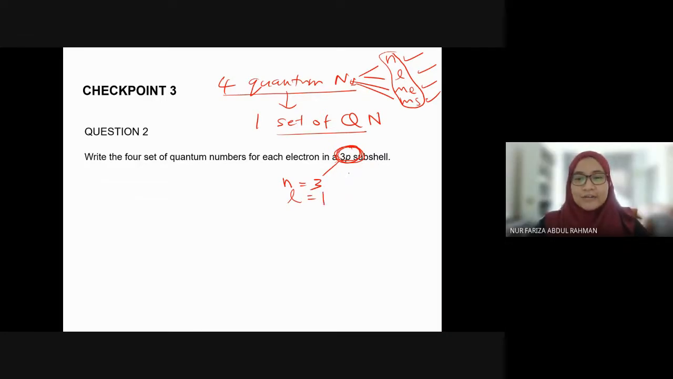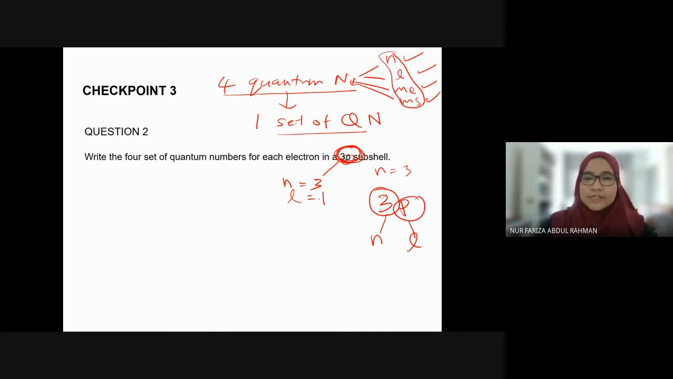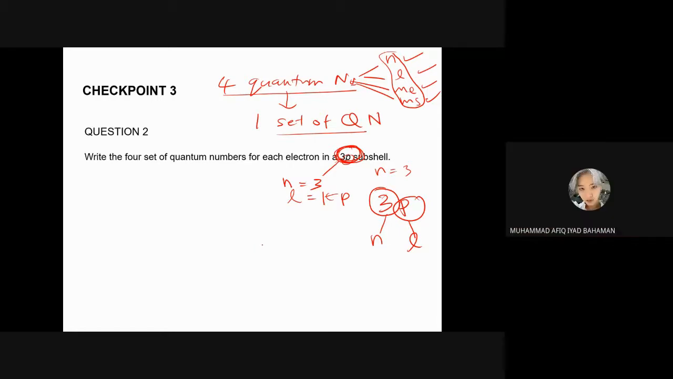Because it has already been specified. If it said N is equal to 3 only, that means your L could be 0, 1, 2. But it has specified that N is 3 and the orbital is p. p is equal to L equal to 1. So we have to take note: this is the N, this is the L. Alright, so this is a p orbital. So we know that a p orbital should have how many orbitals, guys? How many orbitals are in the p-shaped orbital?